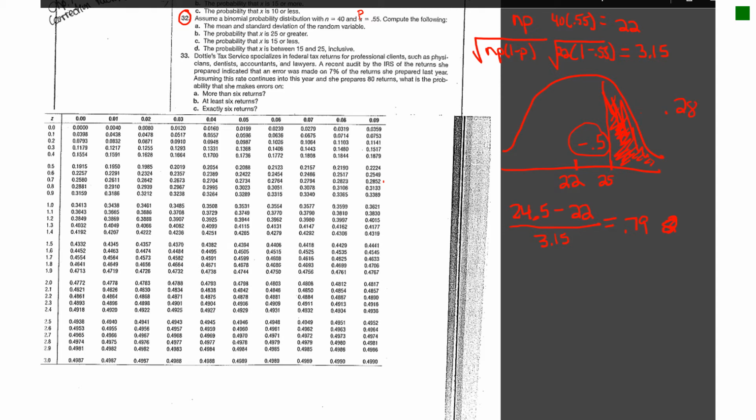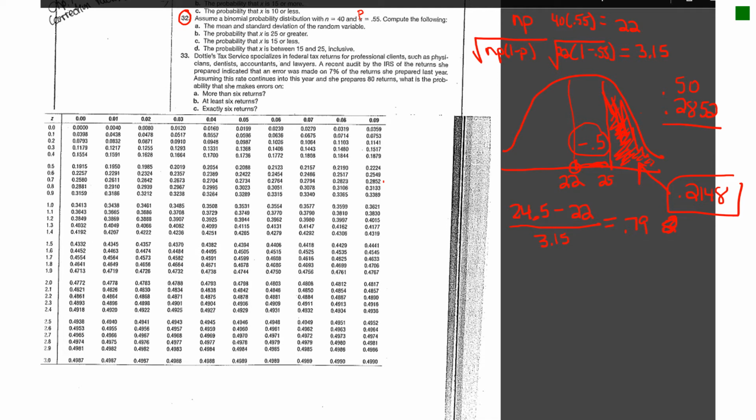0.2852 would basically be the area from 0 up to that data point, and I want to get to the right of that, so basically I have to subtract that from 50%. So if I take 50% and subtract that, I get 0.2148. That essentially is your answer, would give you successes of 25 or more.